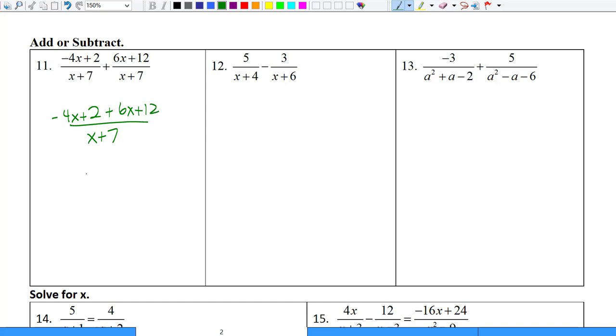So I'm just going to combine like terms. Negative 4x plus 6x is 2x. 2 plus 12 is 14 over x plus 7. And a lot of people would think you're done at this point. The reason you're not done is because of what we did on the first page.